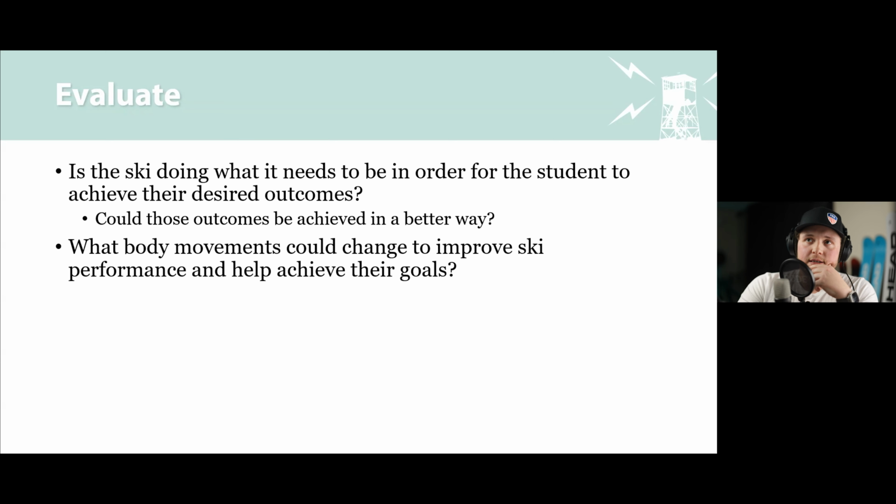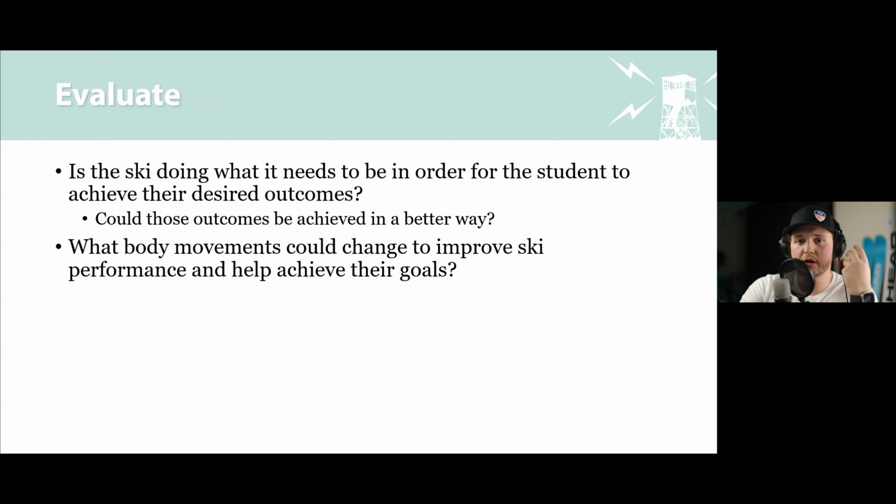So once again, I want to start with the addition of that initial consider goals and desired outcome step, because this should shape our evaluation. We observed ski performance and body movements in that last step. Now we need to compare those to the goals of our students. Are the skis performing the best they could be to achieve the students' goals? Probably not. That's probably why they're here. But then we need to evaluate why that is.